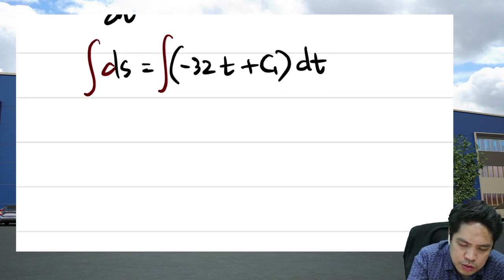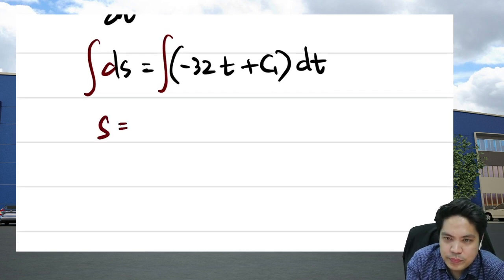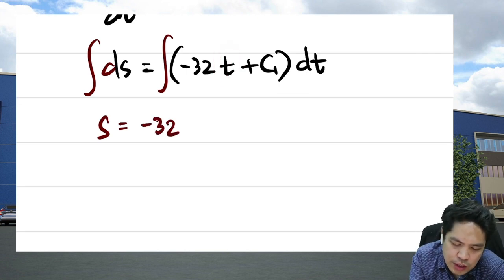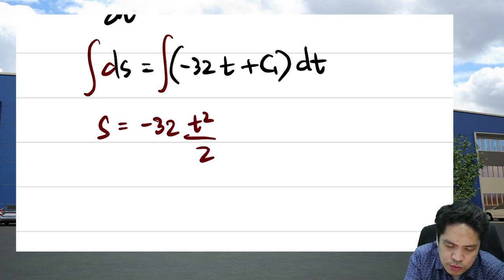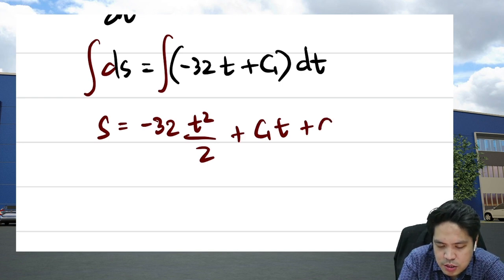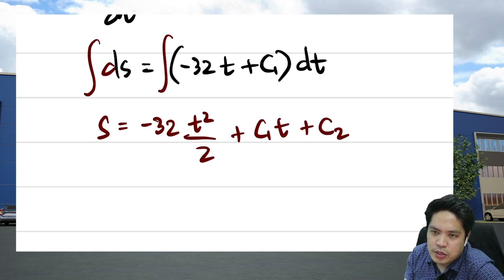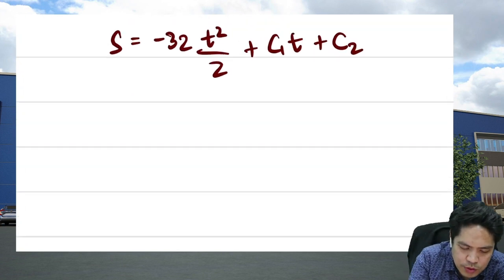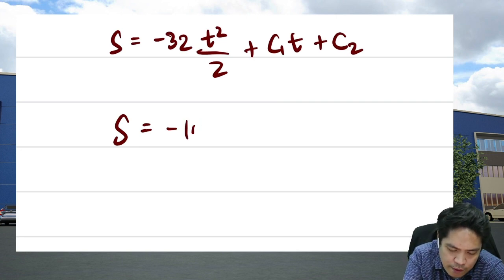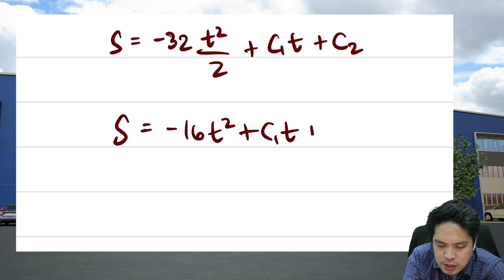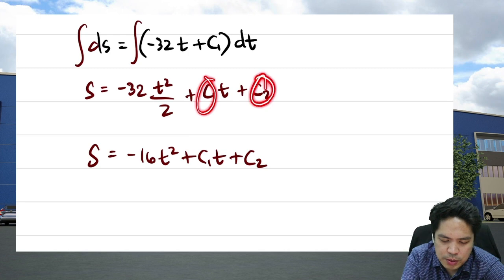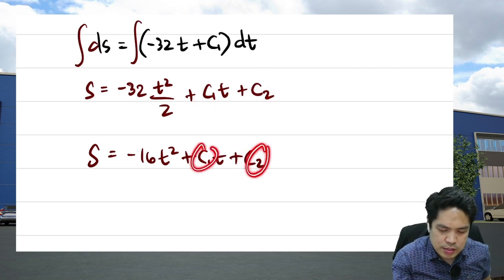what would be the result? That would be s is equal to negative 32 times the integral of t dt, that's t squared over 2, plus the integral of c1, that's c1t, plus the constant of integration for our second integration, c2. Okay, so therefore s is equal to negative 16t squared plus c1t plus c2. Now, we have two constants of integration or arbitrary constants, c1 and c2.